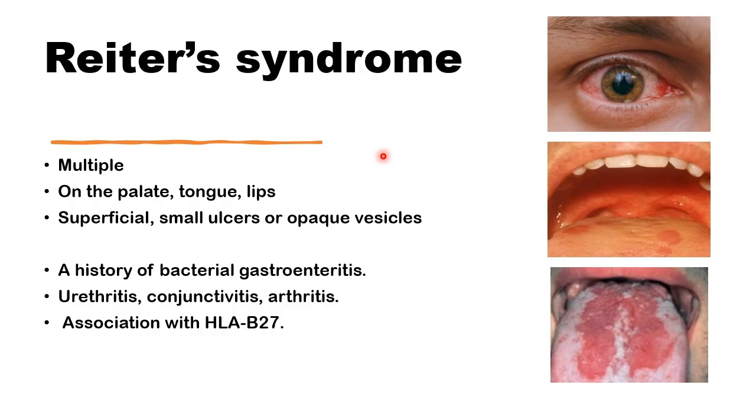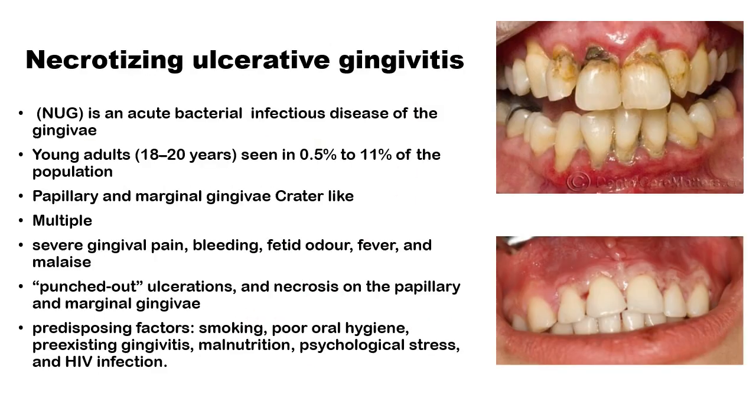Another example of bacterial infection that causes multiple oral ulcers is Reiter syndrome, which causes superficial small ulcers on the palate, the tongue and the lips. They usually have a history of bacterial gastroenteritis, and the patient will also have urethritis, inflammation of the conjunctiva and arthritis as well. We now move to multiple oral ulcers associated with dental condition, necrotizing ulcerative gingivitis.